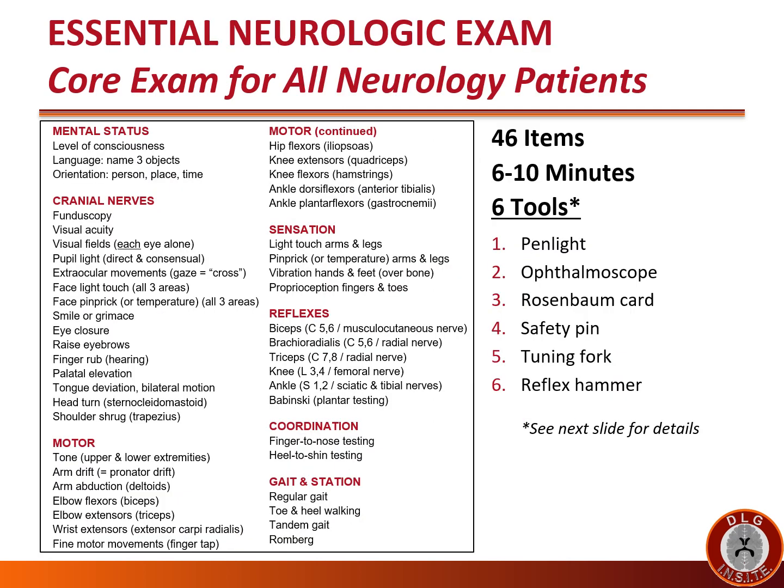This is an enlarged view of the essential neurologic exam components, the core exam for all neurologic patients. Once again, there are 46 items. It takes 6 to 10 minutes, and the 6 tools needed are a pen light, ophthalmoscope, Rosenbaum card, safety pin, tuning fork, and reflex hammer.